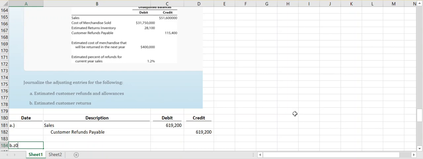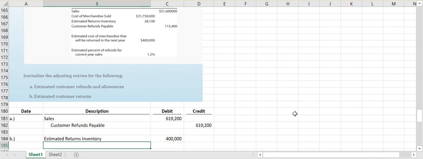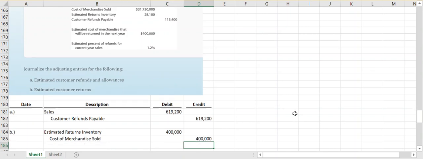When they do return something to us, what they're going to return to us is our inventory. So what we have to do is we have to increase our estimated returns inventory account. And they told us we're estimating that we're going to get $400,000 back in inventory. And if someone returns something to us, that means it's no longer sold. So our cost of merchandise sold account needs to decrease by that same $400,000.